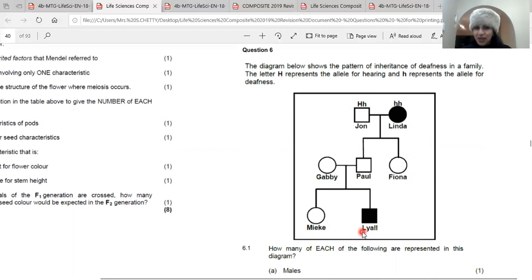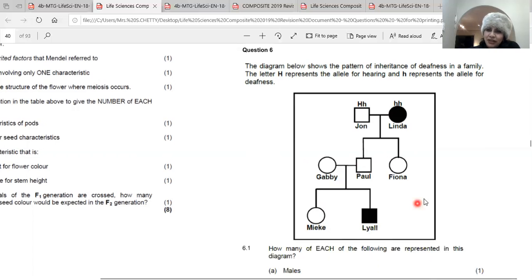So in other words, for Lyle, who is a male, those are his grandparents. So who are Lyle's parents? Those are his parents. Are you with me? Who is Lyle's auntie? Fiona. So Gabby is his mommy, Fiona is his auntie. How do you know? That straight bar across there indicates a marriage, hopefully a marriage, that from them children would come. So the two children for John and Linda are Fiona and Paul. Paul got married. Who did he get married to? Gabby. And he had two children, Mika and Lyle. Okay? So you know that.